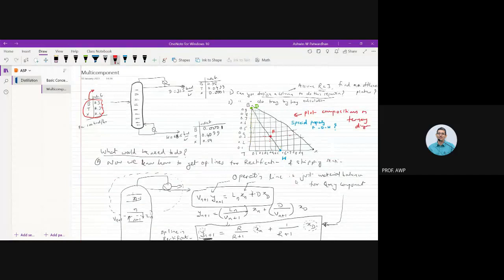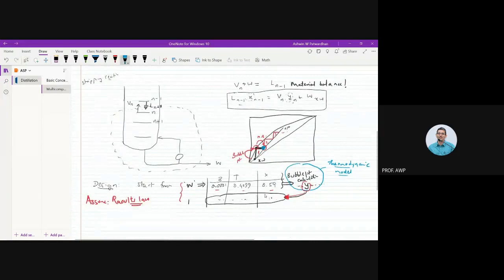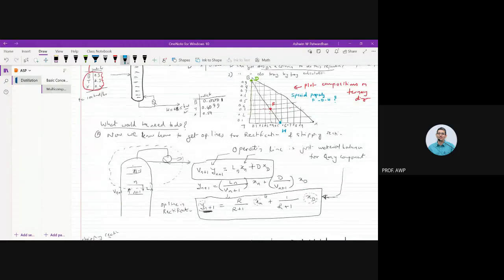This was our W. I want you to plot the compositions corresponding to this first theoretical plate, and then the second theoretical plate, and the third theoretical plate. I want you to plot the liquid compositions on this graph, and see how they look.